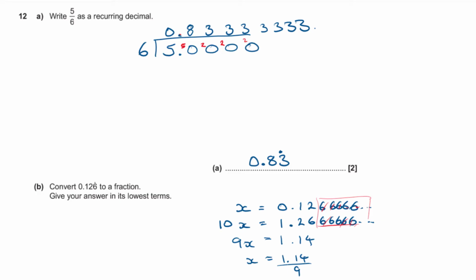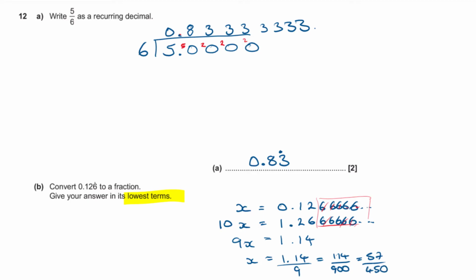If I multiply top and bottom through by 100, that's going to give me x is 114 over 900. Okay, so now I've got a fraction. I just need to try and get it into its lowest terms now. Any common divisors? Well, they're both even, aren't they? So I can halve them both. So half of 114 is 57 over 450.